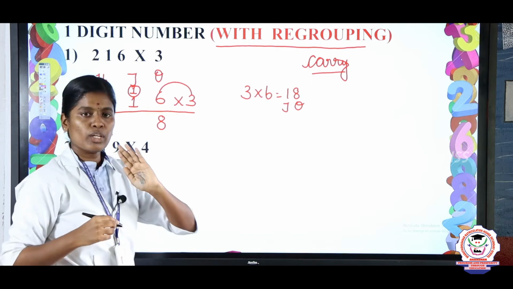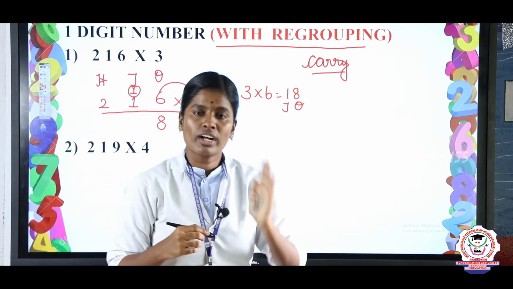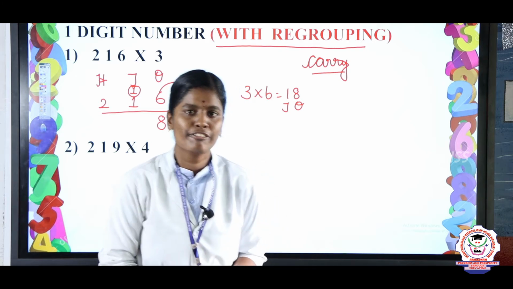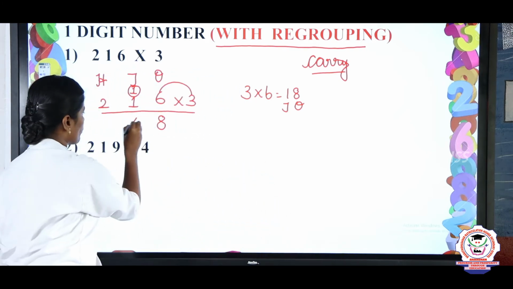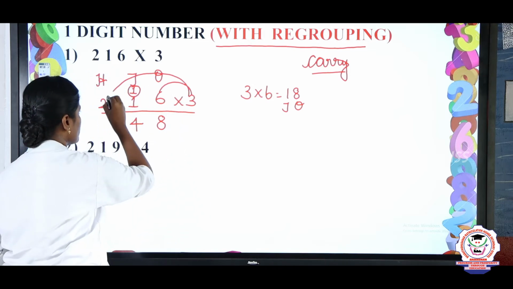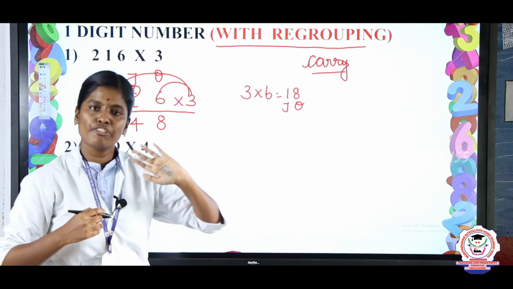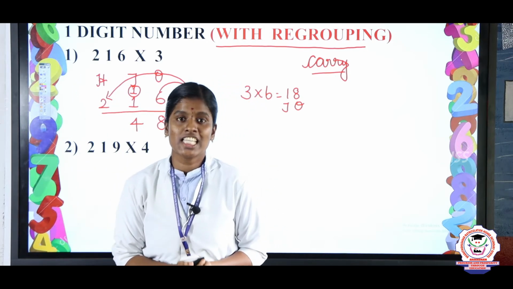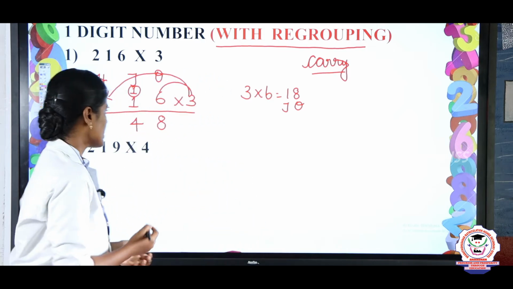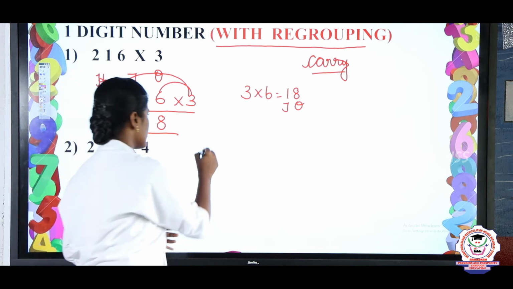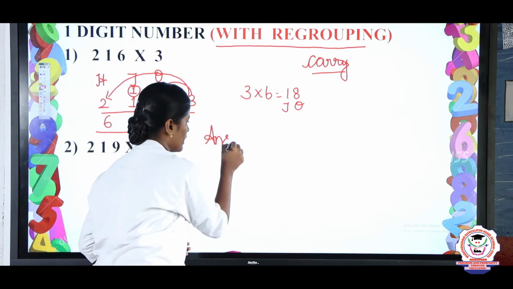Next you will take 3 ones are 3. So 3 ones are 3, plus 1. 3 plus 1, the answer is 4. So write the answer 4. Next you will take 3 twos are. 3 twos means 3 times 2 or 2 times 3. So the answer is 6. What is the answer? The answer is 6. So finally you will write the answer 648.